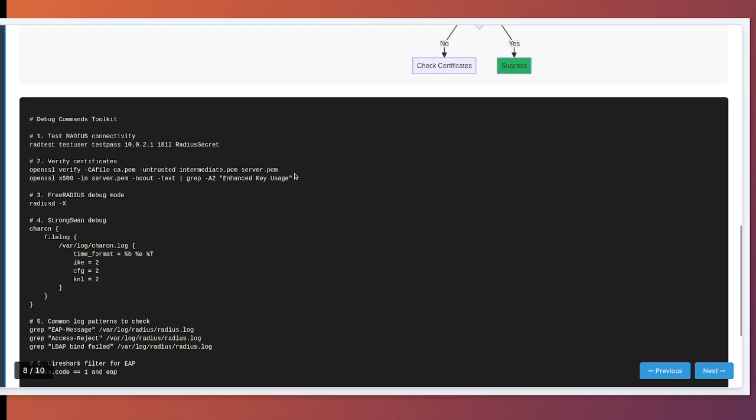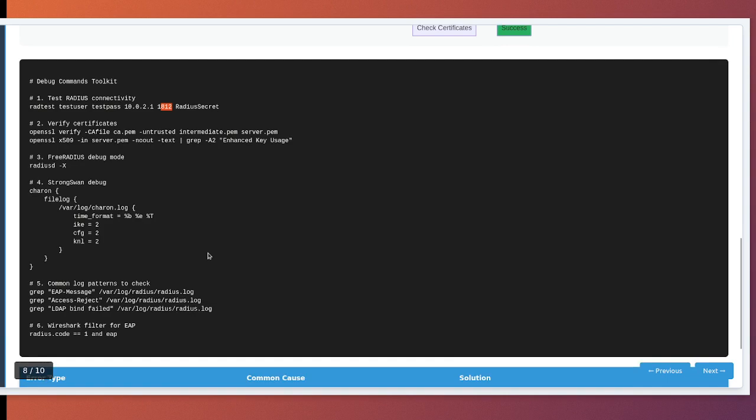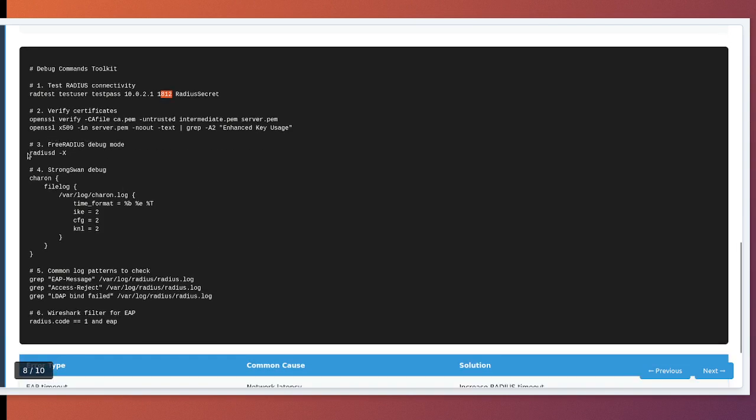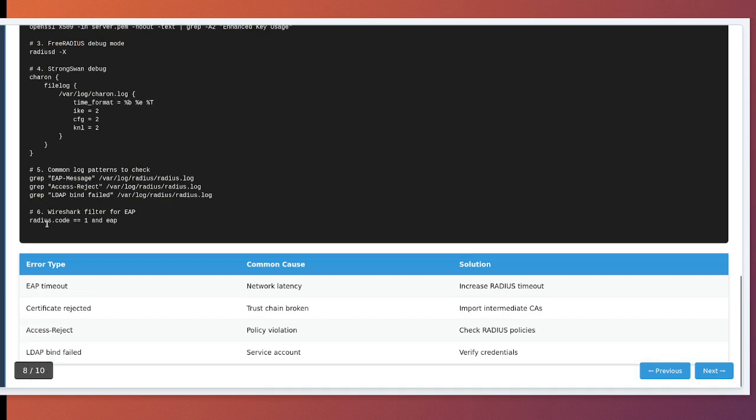For RADIUS connectivity issues, start with basic network tests. Can the VPN gateway reach the RADIUS server on UDP ports 1812/1813? Is there a firewall blocking traffic? Use radtest or radclient to send test authentication requests. If using RADIUS proxying, test each hop independently.